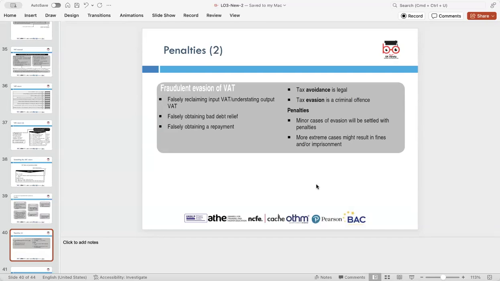Tax avoidance versus tax evasion, as we discussed in the previous lecture. Tax avoidance, which involves using legal means to minimize tax liability, is permissible. Tax evasion, which involves deliberately evading taxes through illegal means, is a criminal offense. When it comes to penalties, in cases of minor evasion, penalties may be imposed, but more severe instances of evasion can result in fines and even imprisonment.